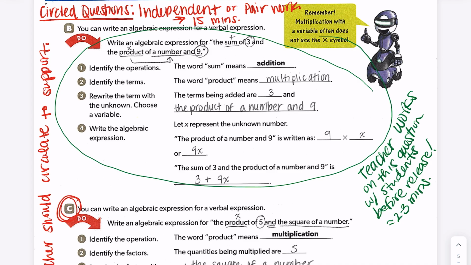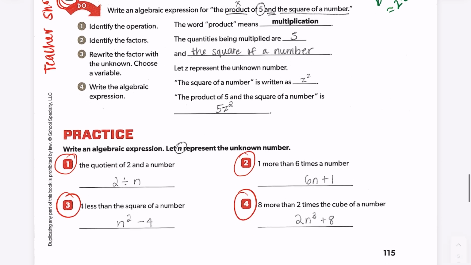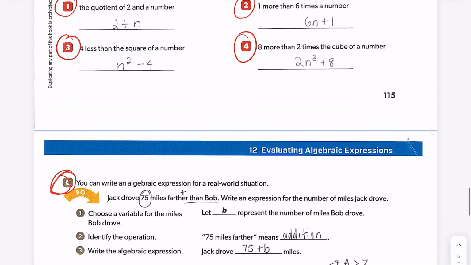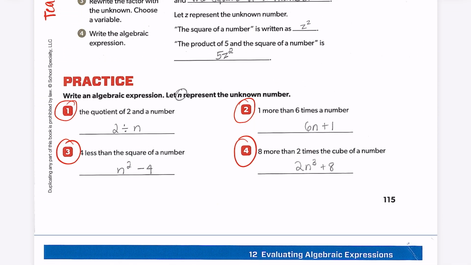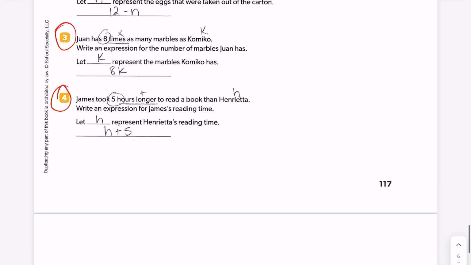If students are not really understanding the skill, you can definitely have them work on question B with you before releasing them to their independent practice time, which is translating verbal expressions to algebraic expressions and then moving on to those real world scenarios.